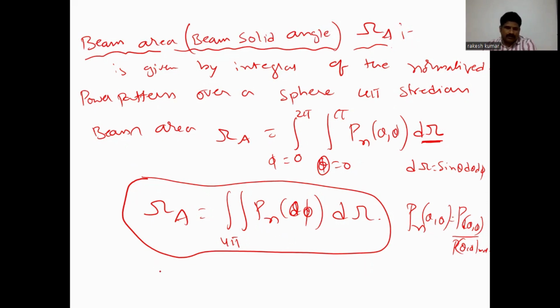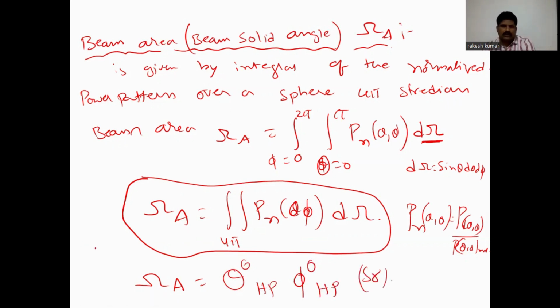There is another formula for beam area. The beam area of an antenna can be described approximately in terms of the angle subtended by the half power points of the main lobe in two principal planes. What are the two principal planes? Theta axis and phi axis. So the formula is the half power beamwidth in theta times the half power beamwidth in phi, in steradians. This is the other definition of beam area. Beam area or beam solid angle is given by the integral of the normalized power pattern over the sphere.